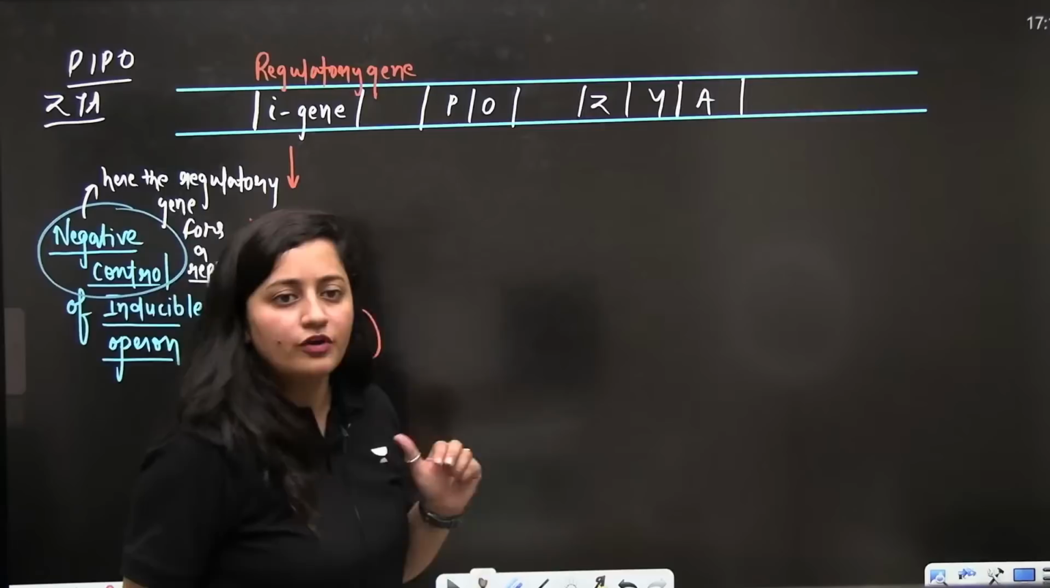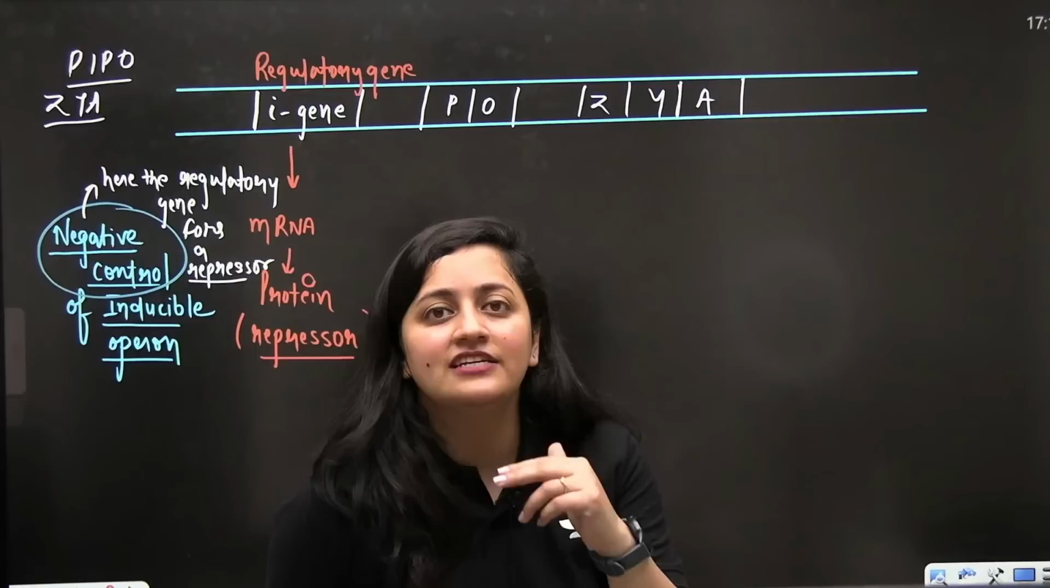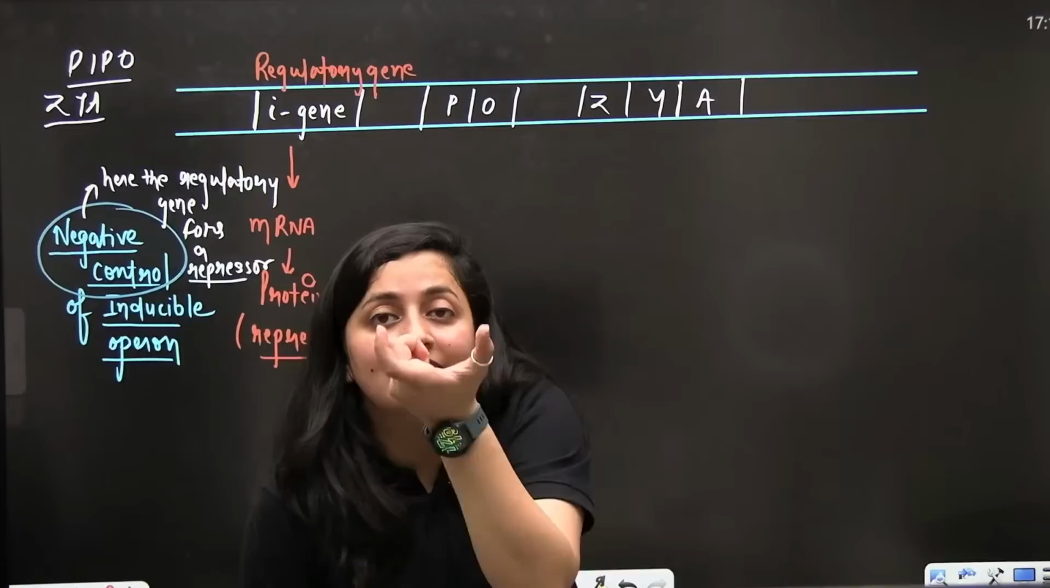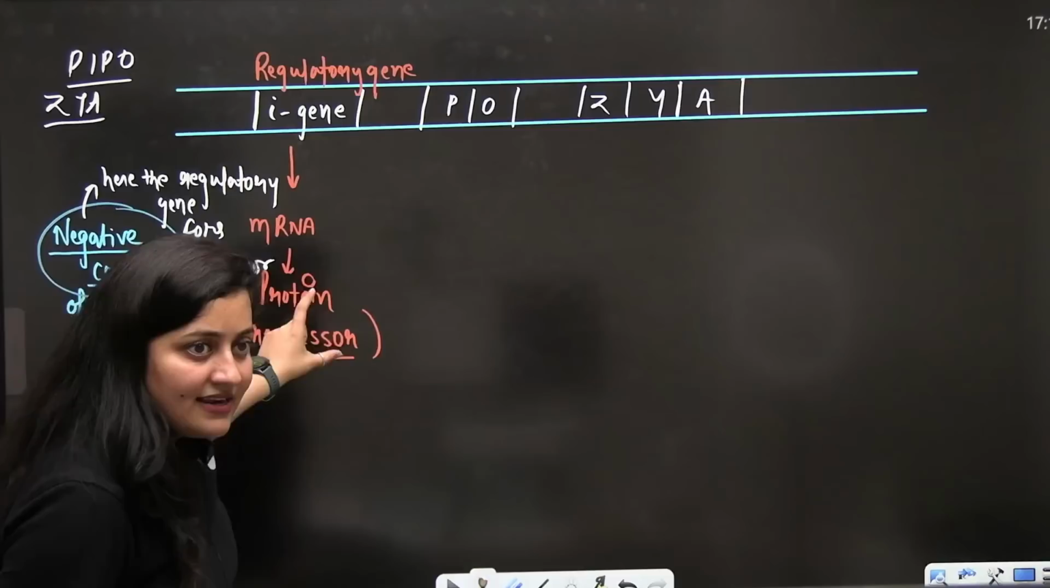So, if I give you a question where a regulatory gene is forming an activator, what will you say? Whatever operon you are studying, you will say that it is the positive control, right? Here, why are we saying it is a negative control? Because this particular protein is formed as a repressor.